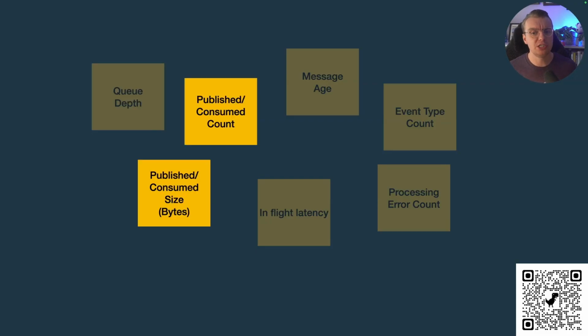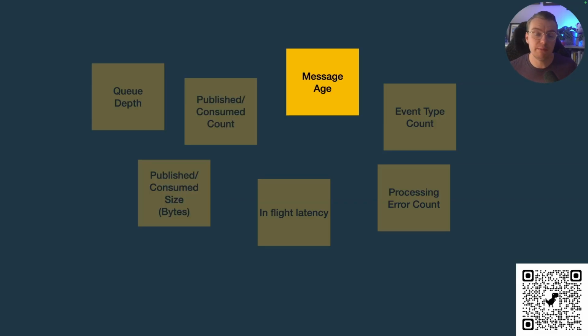You've then got the published and consumed count. You'd have seen this in the OpenTelemetry semantic conventions, but I also think it's really interesting to monitor the size. What is the average size in bytes of the messages that are being published in your system? A massive spike in either direction of message size could probably indicate that that message has actually changed. Something structurally about that message is now different.